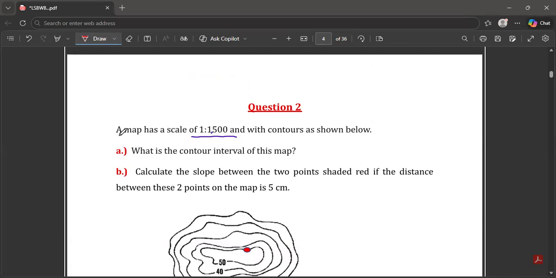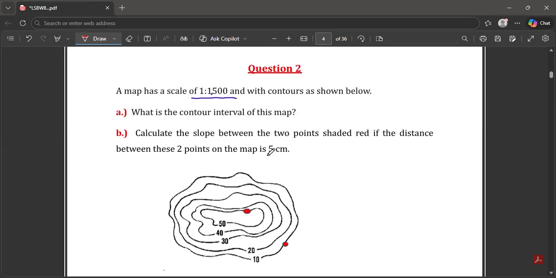So let's come back again. A map has a scale of 1:1,500 and with a contour as shown below. What is the contour interval? As you can see, this is a mountain over here, and this is the difference in elevation. You can see the upper point and then the lower point. All these contour intervals tell more about heights.